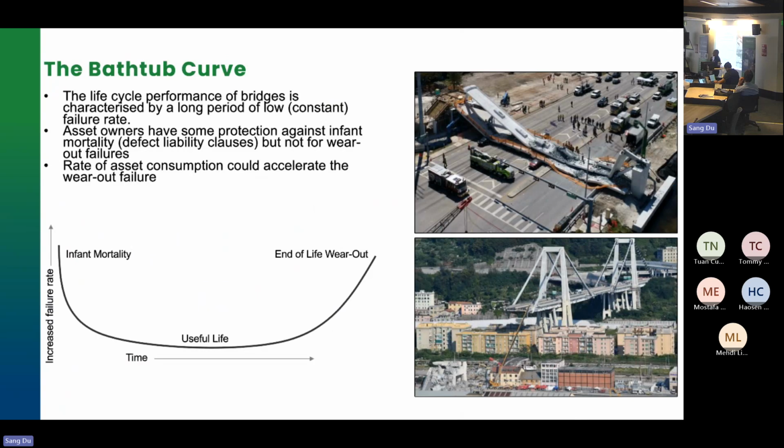So in asset management terms, they use a term called the bathtub curve. When you look at the failure rates throughout the asset life cycle, at a very early stage assets can fail. That is what is called infant mortality failure, and most of those failures are due to design or construction issues. The image on the top right is the bridge that collapsed in Florida due to design and construction issues. Generally, asset owners have some contractual protection through defect liability clauses and that type of thing.